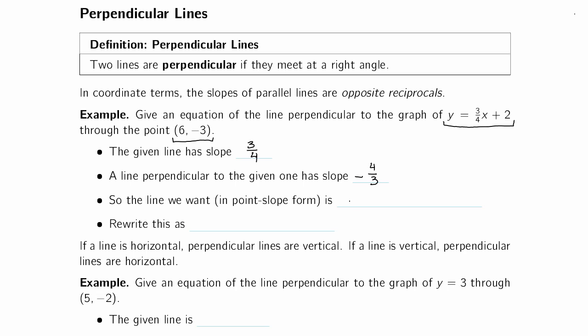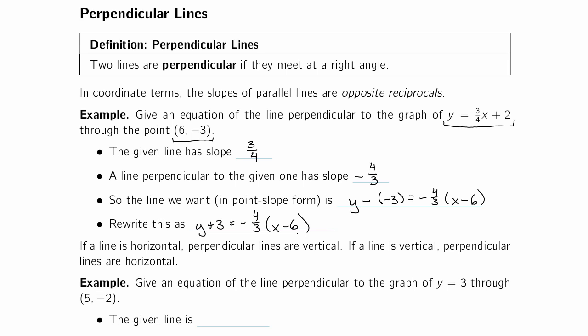So in point-slope form, our line has the equation y minus -3 equals -4/3 times (x minus 6). And we'll rewrite minus -3 as plus 3. But unless our goal is to have this in some particular form, we don't need to do anything else to it. We don't need to multiply it out, nothing like that.